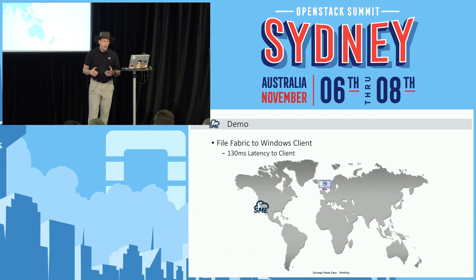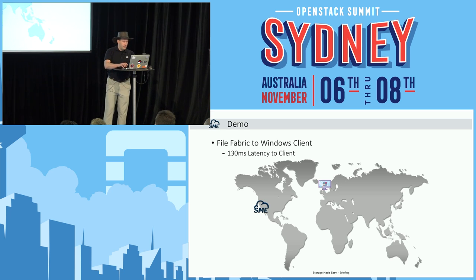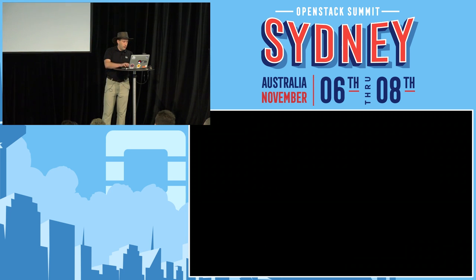And then lastly, there's no reason that the client even has to be local to the file fabric. So the client could be, I also have a rack out in London, and so I can have the storage and the file fabric in the US, and this parallelization of the data is going to accelerate our transfers to London. So I've gone a little over on my time for my demo.